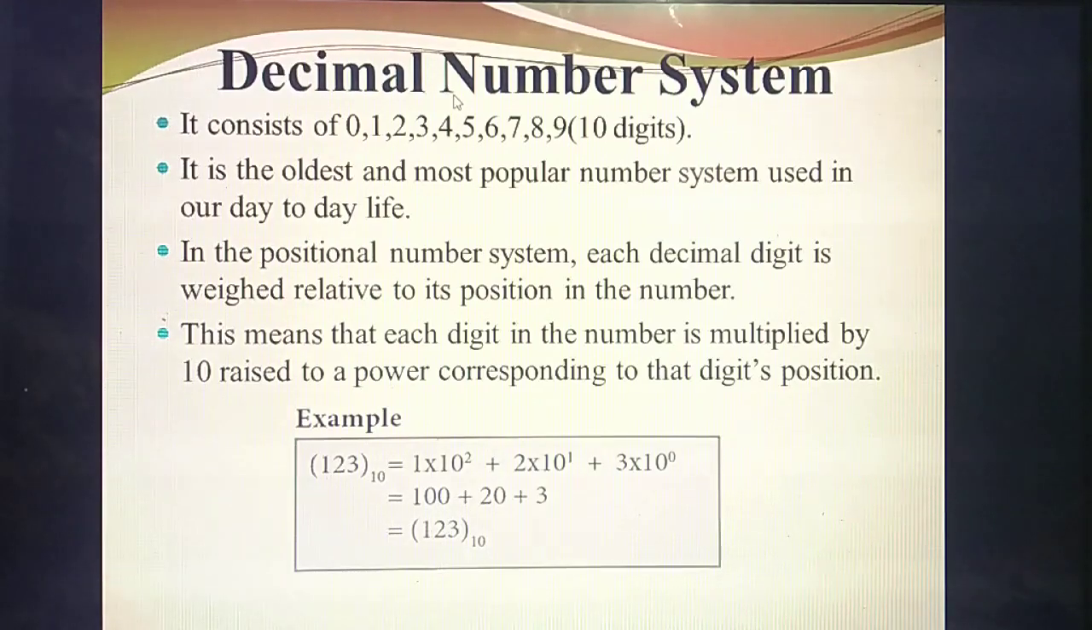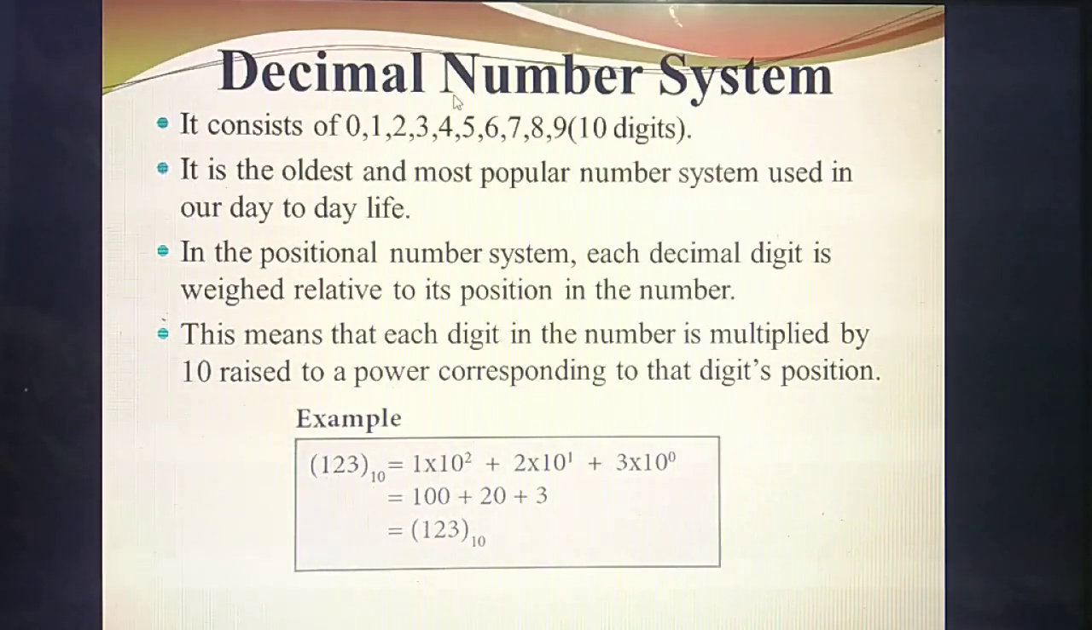This decimal number system is the oldest number system as well as the most popular number system. It was used in the olden days, and now also in maths we are using this number system. Each number will have a positional value, just like in maths each number has a place value.